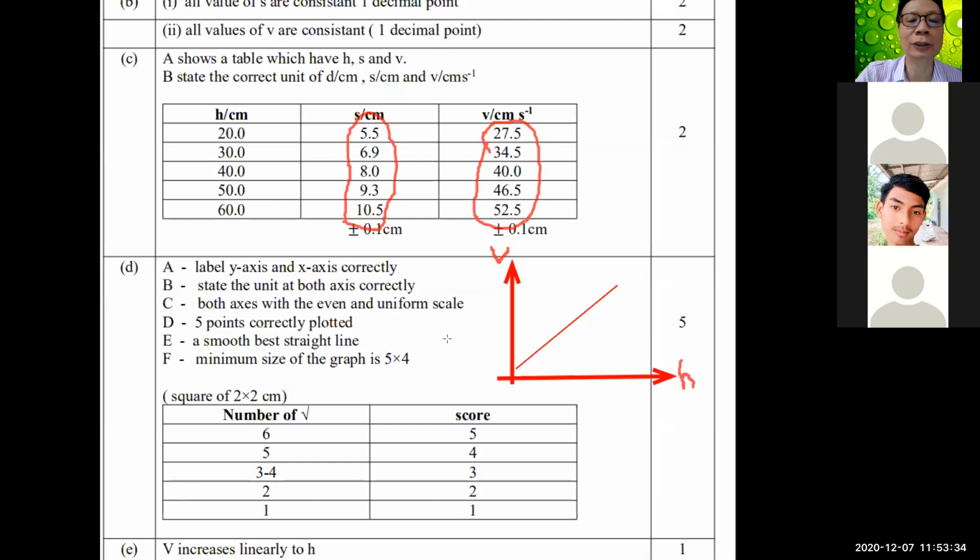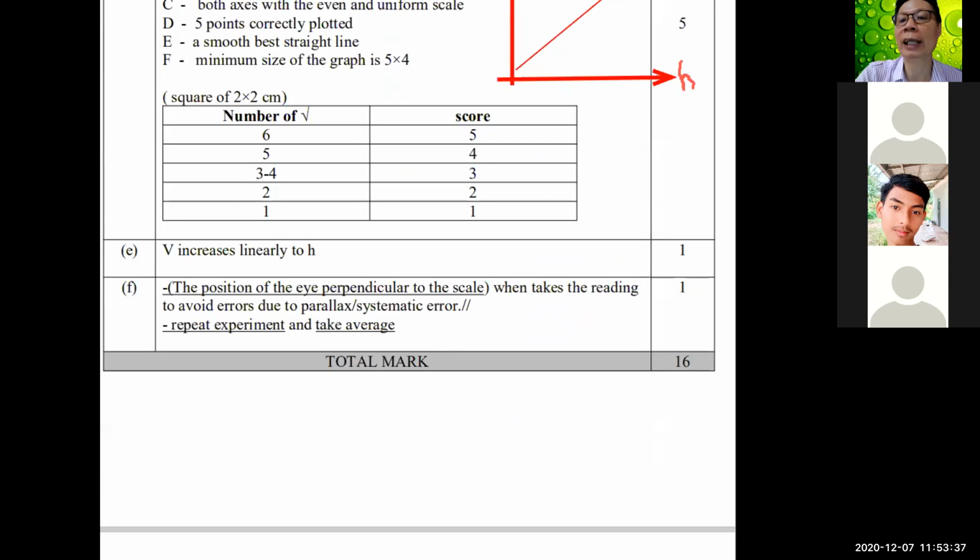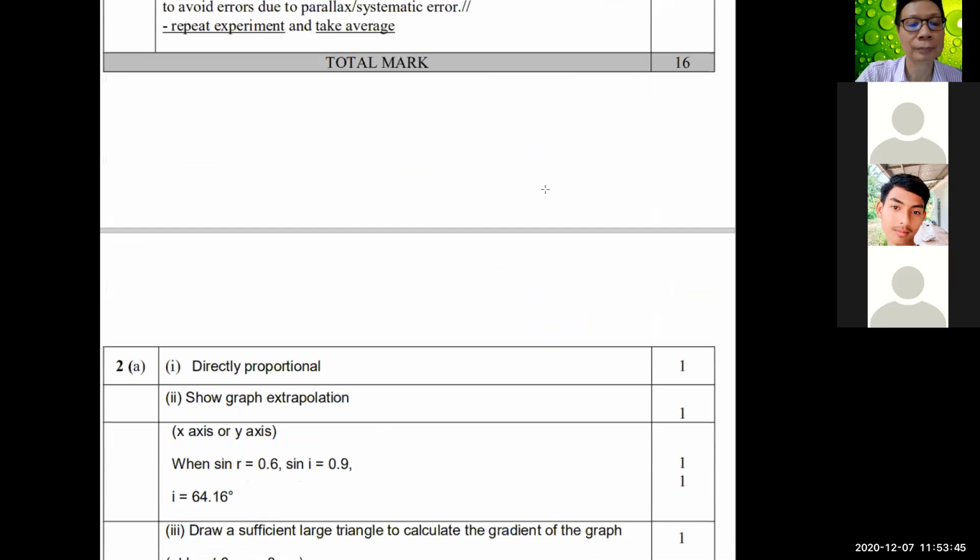So let's check the answer. Someone typed already: 64.16. Vanessa, yes, correct, you are right. Sin i, you get 0.9, correct? And then use a calculator to find the angle. You know what to do, sin i is 0.9, so use your calculator to get this answer. So i is 64.16 degrees. This is a typical question, you must know. Done already.